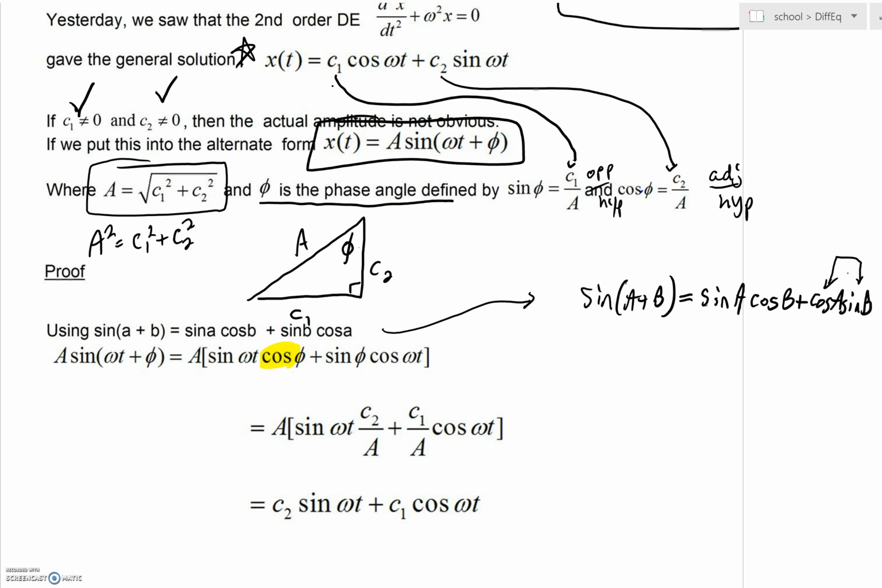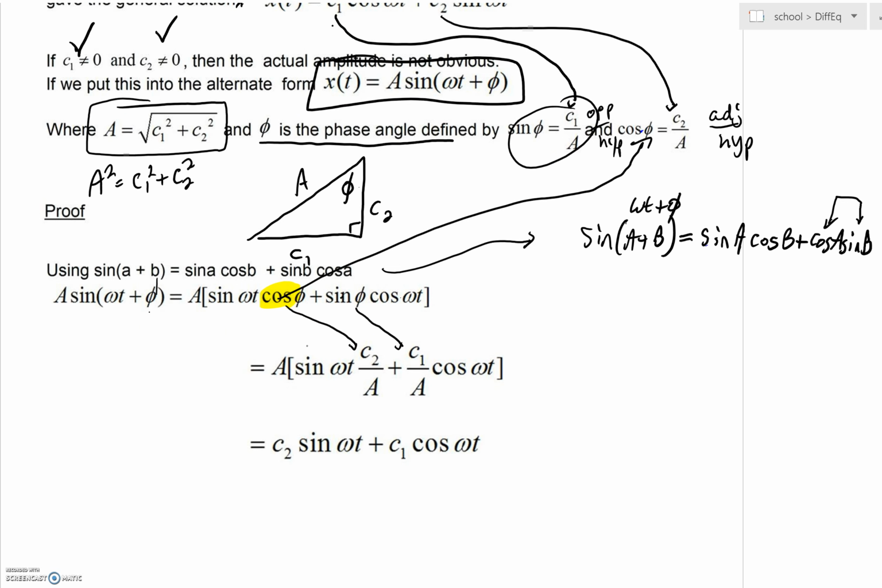Why are we even looking at this sum formula? Well, that's exactly what we're seeing when we've got omega t plus phi. If we just follow that pattern, we'd have the sine of omega t cosine of phi plus the sine of phi, that's like your b right here, times the cosine of omega t. But we just saw a moment ago that the cosine of phi is really c2 all over A. We saw that the sine of phi right here was c1 all over A.